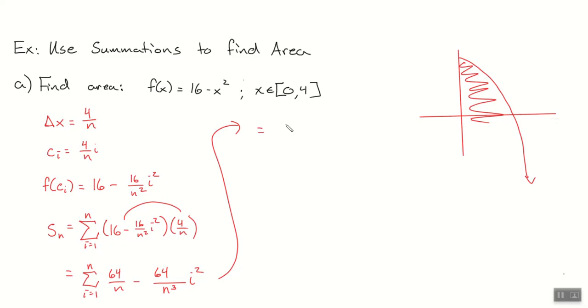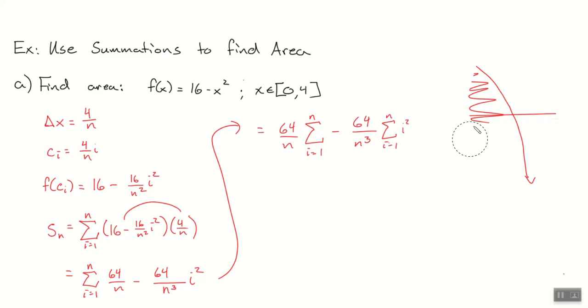I'm going to do something a little bit different, and I want you to see if we probably didn't write this the same way, but this is how I do this problem. Minus 64 over n cubed times the sum from i equals 1 to n of i squared. The right sum, or sorry, this sum right here is the weird one. I have nothing inside of it.